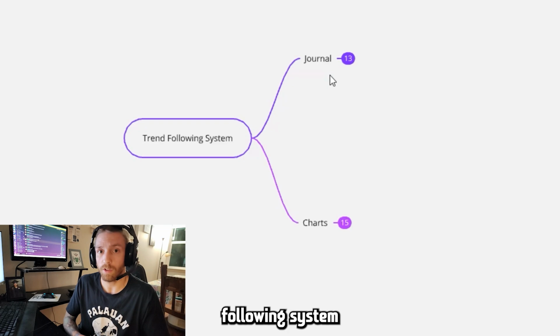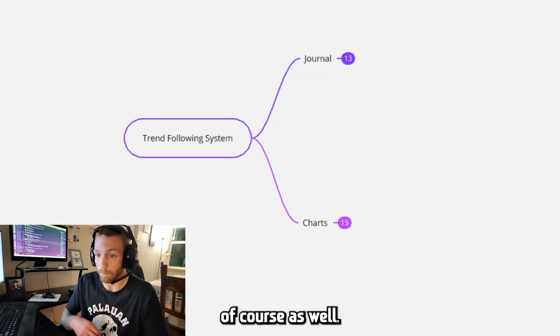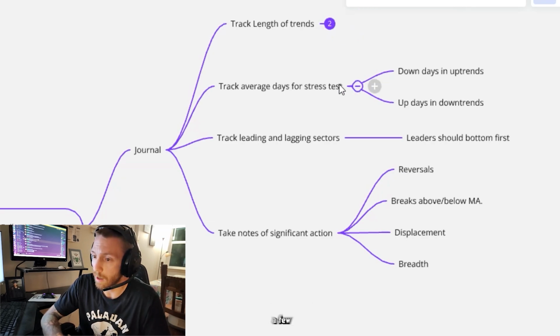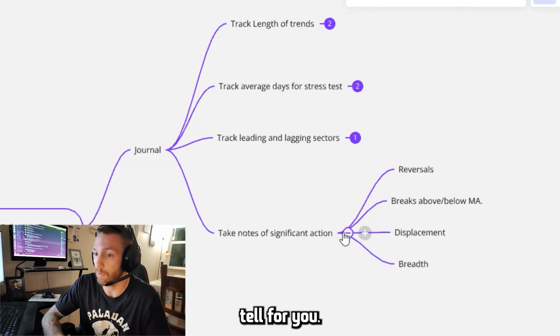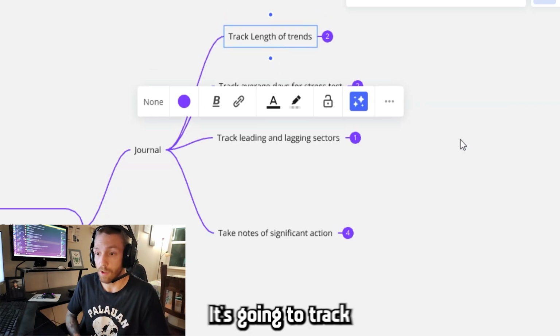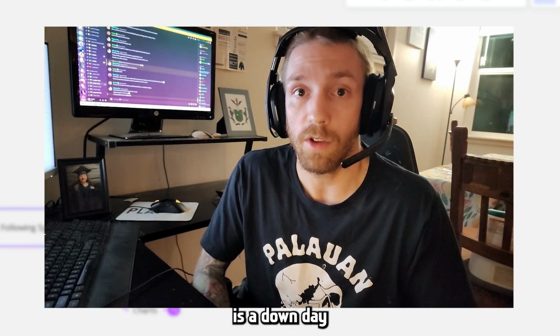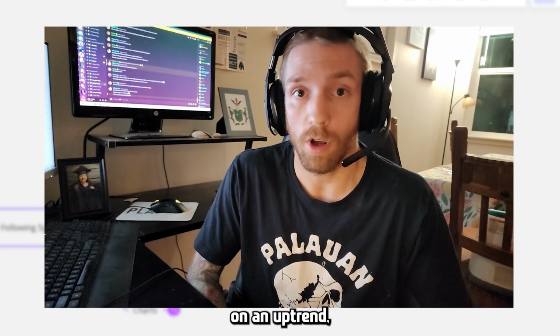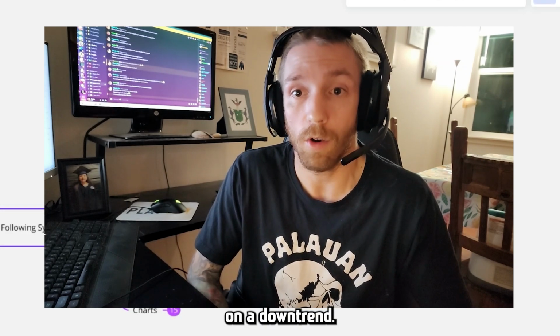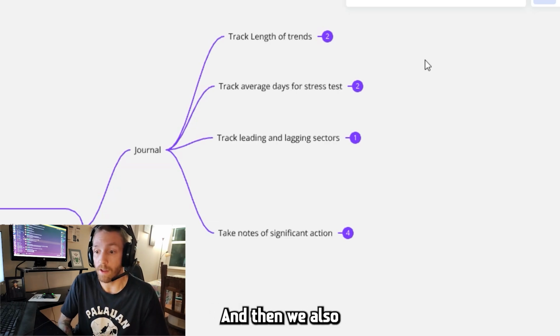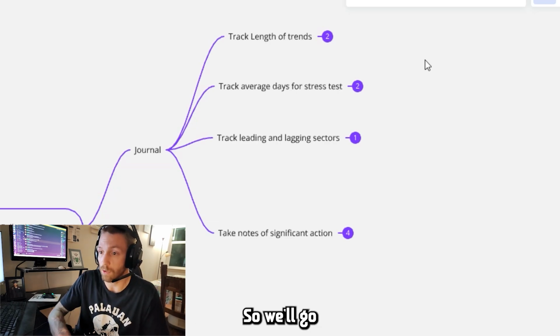This specific trend following system has two components to it. You're going to use a journal, which personally I use Excel, and then you're going to have charts, of course, as well. Let's get into each individual part. First, you're going to have your journal. It's going to track the length of trends. It's going to track the average days for a stress test, which is a down day on an uptrend or an up day on a downtrend. It's going to track leaders and laggers sector-wise, and then we also take notes of significant action. So we'll go into each one.